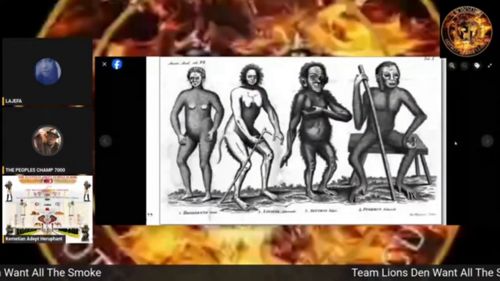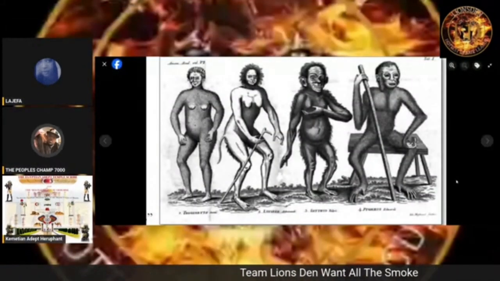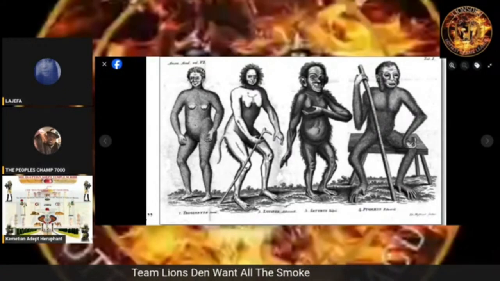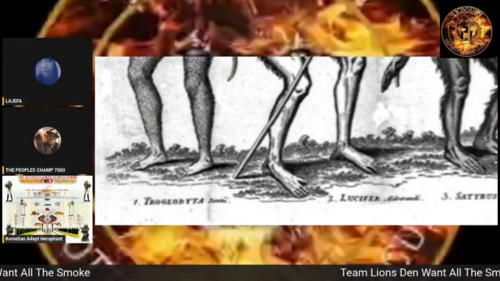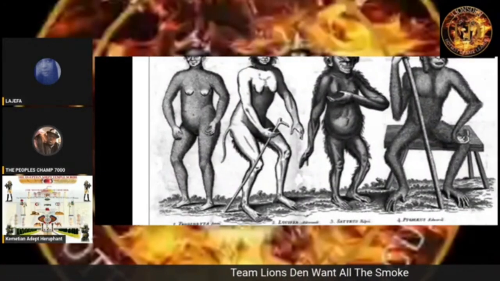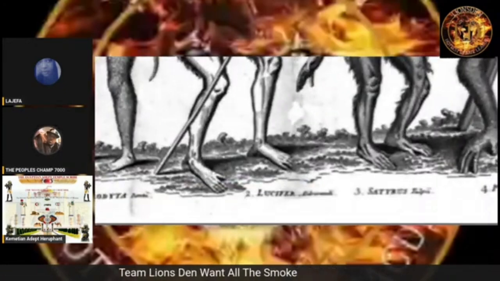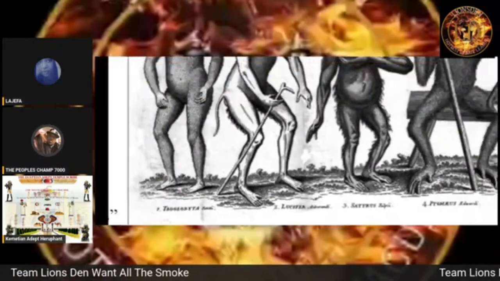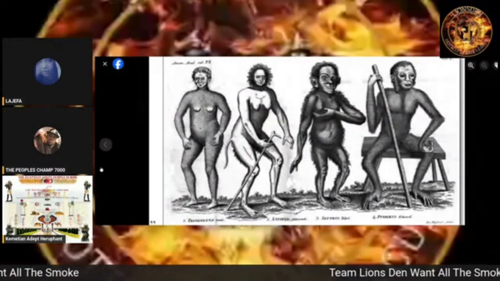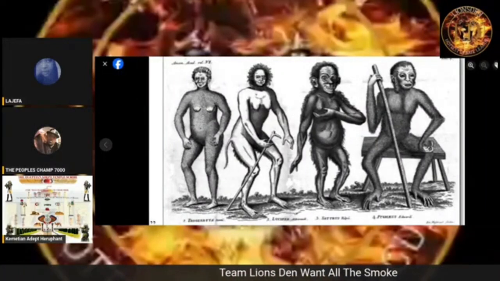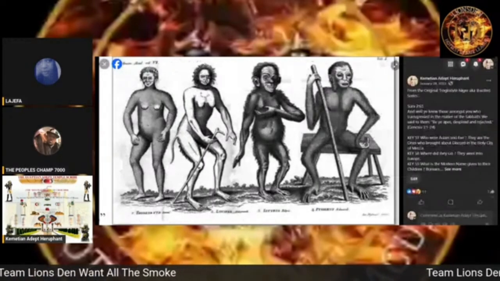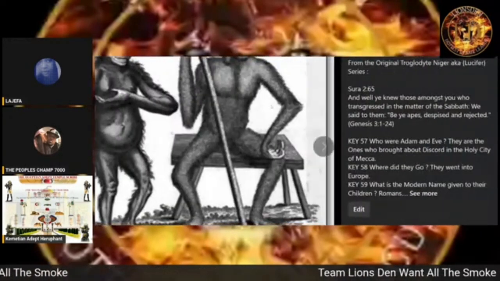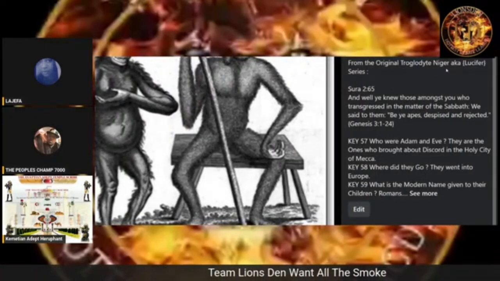It's over here, kind of. Hold up. Let's see. Yep. You see it? That's the name we were talking about, troglodyte. See down there at the bottom? See what it's called? The troglodyte. Now watch this. Look at the next one. Indigenous black man, Lucifer. The Lucifer, y'all. Look at it. That ain't us. That's the white man, the European. Look at that. Terrible, man. From the original troglodyte, aka Lucifer series. Oh, come on.